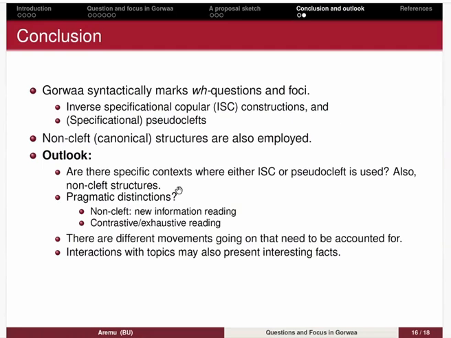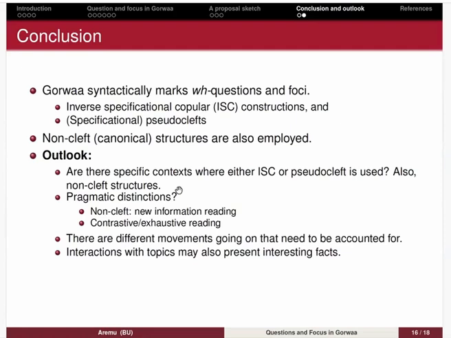And this has been shown a lot in many African languages, where when you have in situ, it's more like new information. And when you have ex situ, or even pseudo-cleft or even cleft, you have a kind of contrastive, exhaustive reading, just like in English. So, "It was John who bought a car." That's more like exhaustive. So it will be interesting to extend this to Gorwaa to see these pragmatic distinctions as well with respect to these different uses of syntactic strategies.